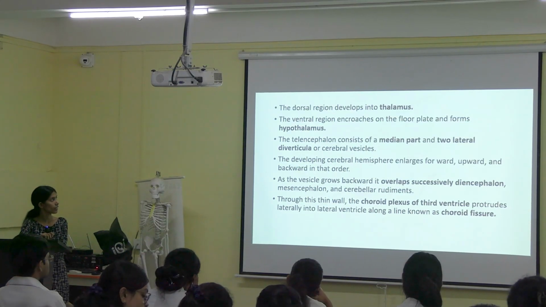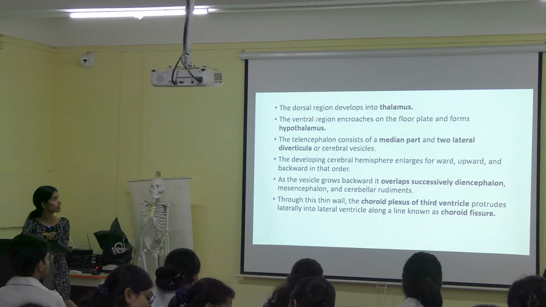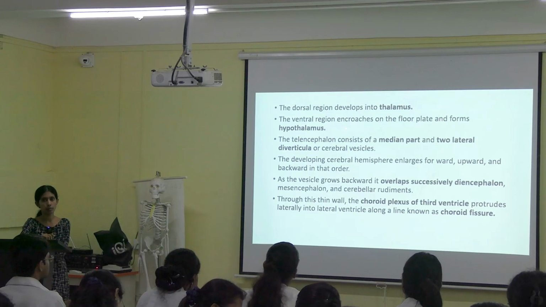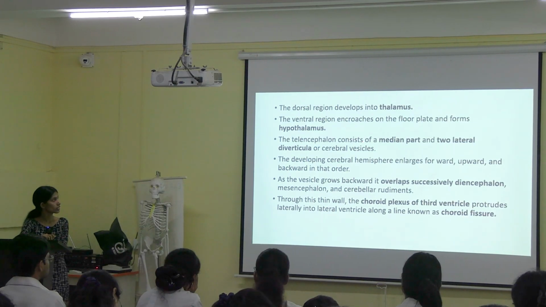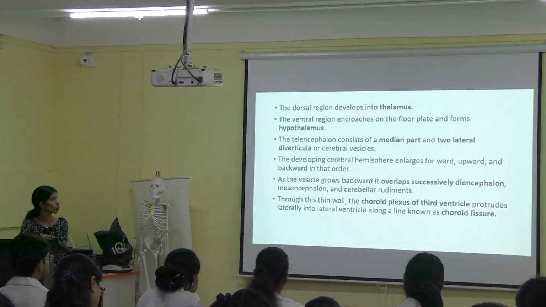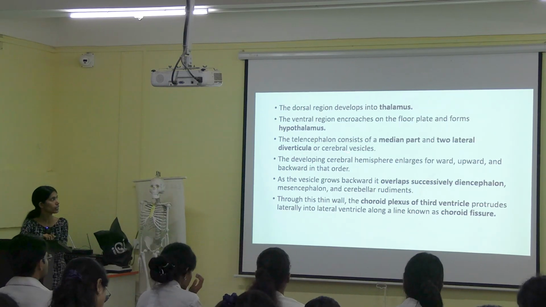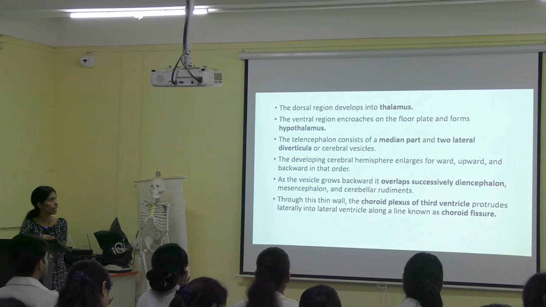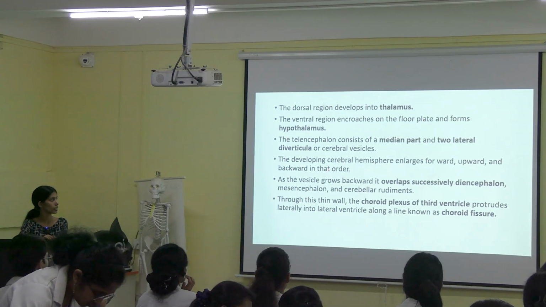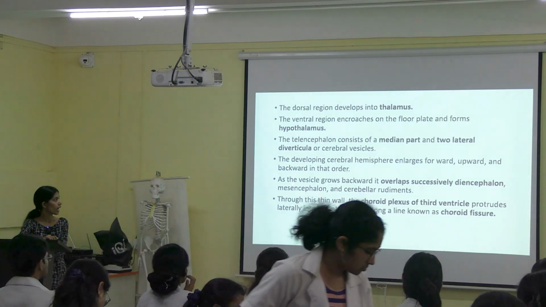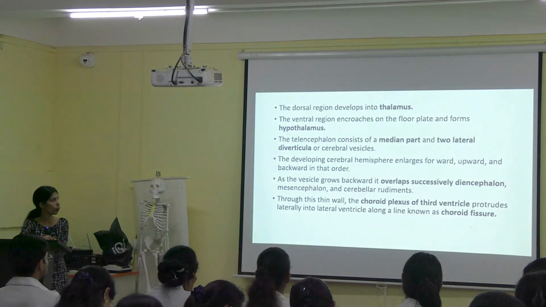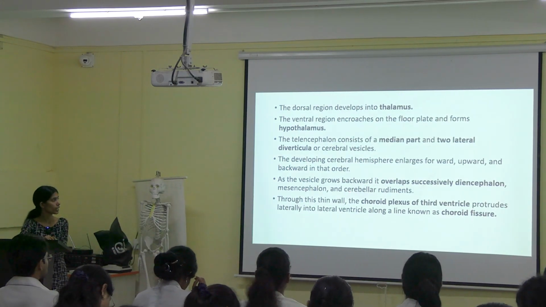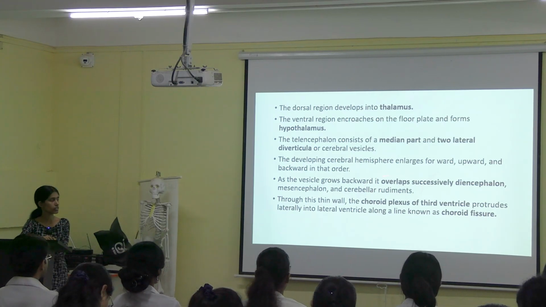The dorsal region develops into the thalamus. The ventral region encroaches on the floor plate and forms the hypothalamus region. The telencephalon consists of a median part and also two lateral diverticula, or the cerebral vesicles. The developing cerebral hemisphere enlarges forward, upward, and also in the backward direction. As the vesicle grows backward, it overlaps successively the diencephalon part, mesencephalon, and also the cerebellar rudiments.